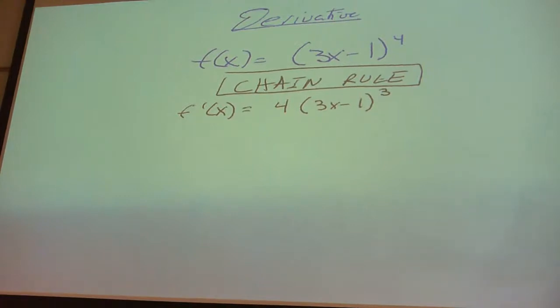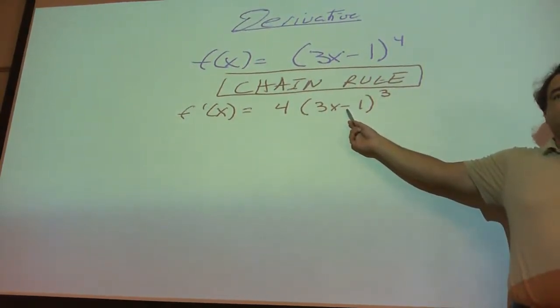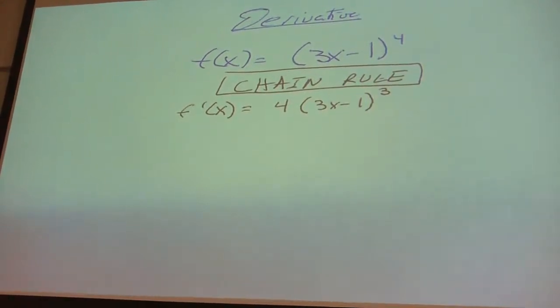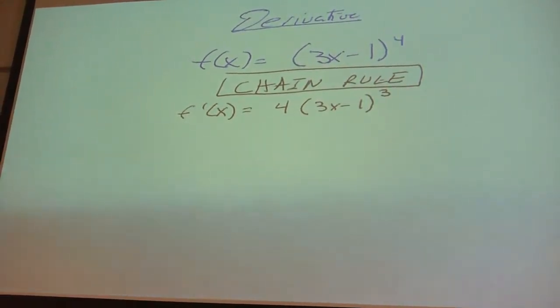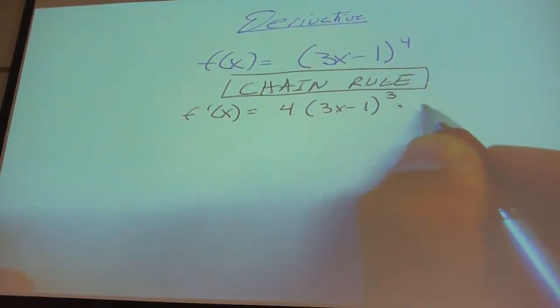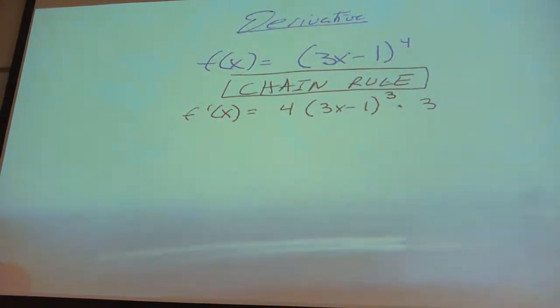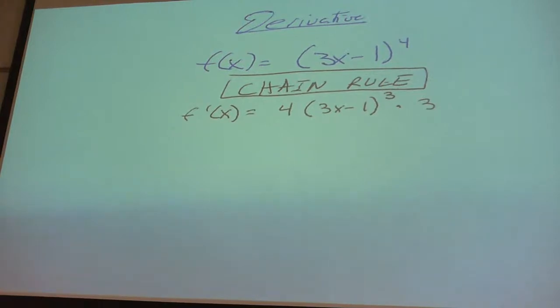But here's the problem. Does it feel like it's done? Why not? We didn't do anything to the inside. So the last step is derivative of the inside. So what's the derivative of 3x? 3. What's the derivative of negative 1? 0. Stop there. You've just done chain rule. That's the whole lesson right there.